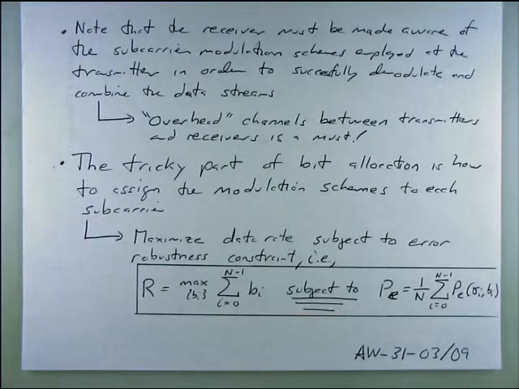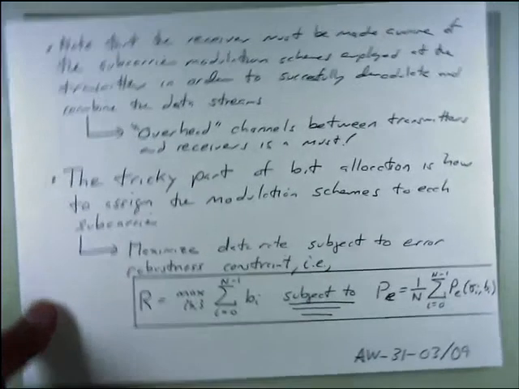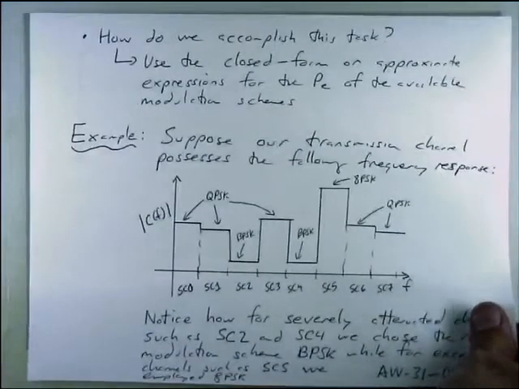Okay? But the overall gist is this is the classic optimization problem: I maximize this subject to that, right? And it makes sense, because I can transmit a ton of information, but if I have a probability of error of 0.5, it's totally useless, right? So this thing is really important. So let's look at an example.